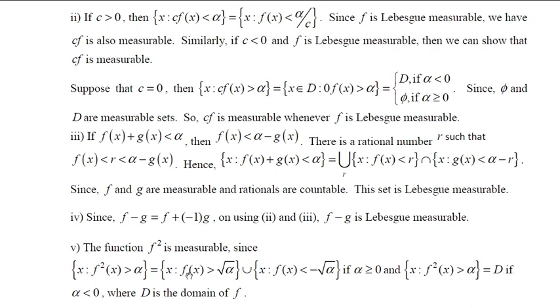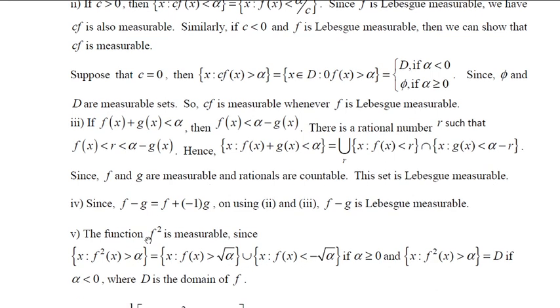Now, this is of the form set of all x where f of x is greater than some real number, union with set of all x where f of x is less than some real number. But we know that these two are measurable, therefore their union is also measurable. And this is D, which is a measurable set. So in any of the cases, this is measurable. Therefore, f squared is measurable.